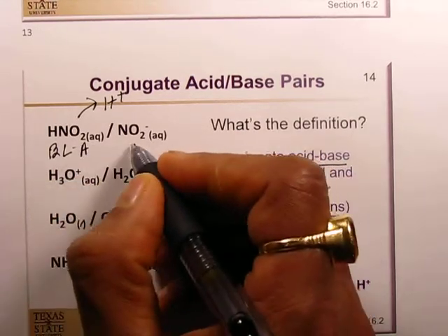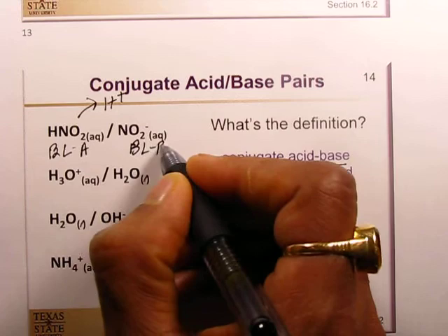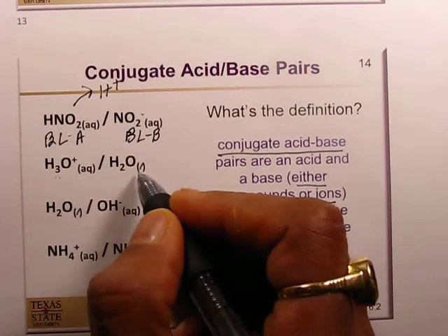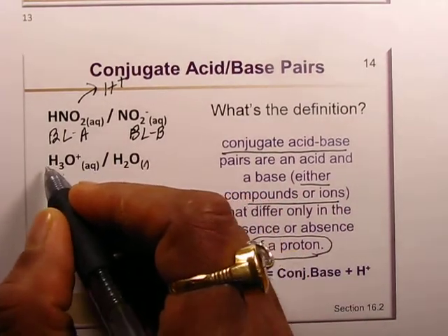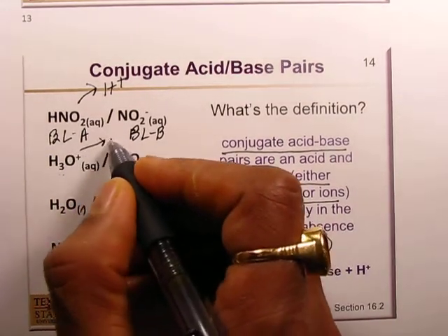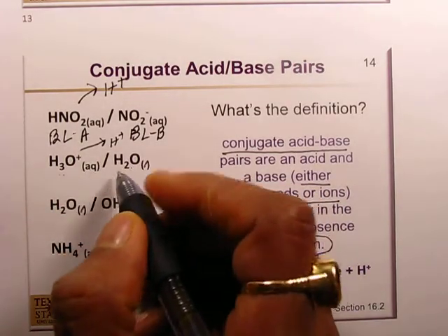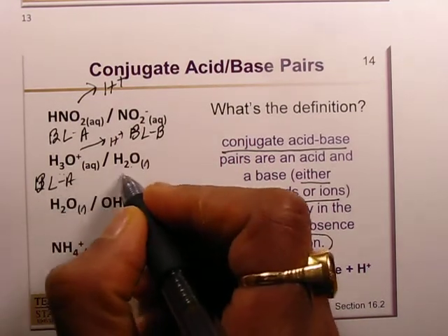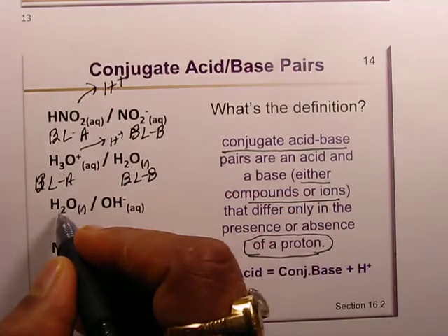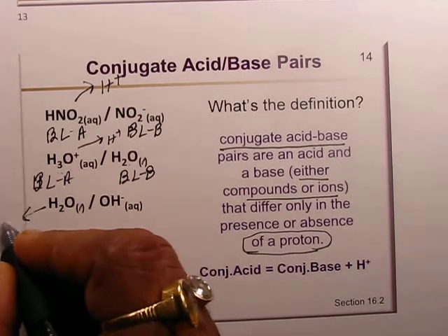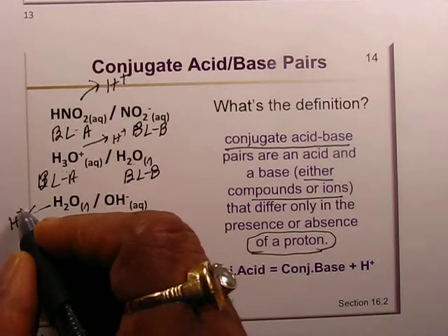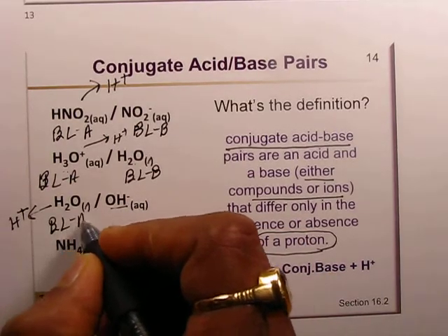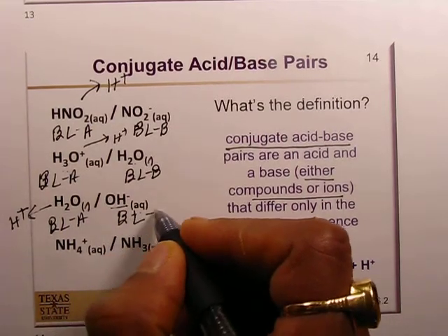Bronsted-Lowry acid, and this will behave as a Bronsted-Lowry base, and both will be called a conjugate acid base pair. Hydronium ion and water: this will donate one proton to some other species, and what is left over is this one. So hydronium ion is a Bronsted-Lowry acid, and this will be a Bronsted-Lowry base. Water is donating its proton to some other species, and what is left over is hydroxyl ion. So this will behave as a Bronsted-Lowry acid, and this will be a Bronsted-Lowry base.